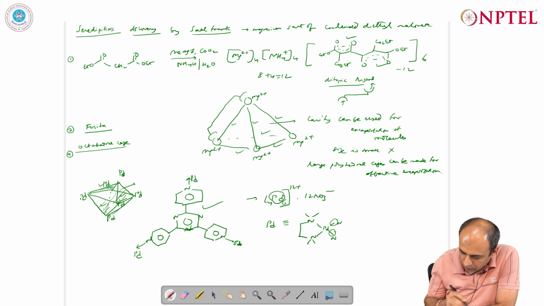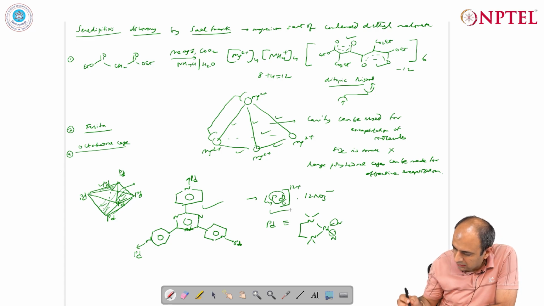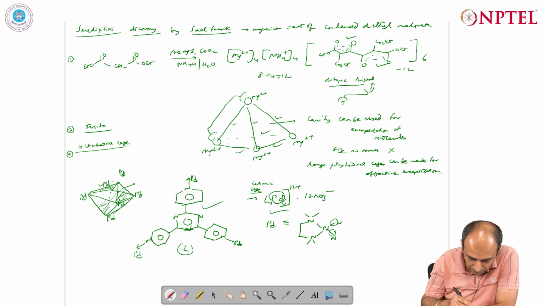Let us once go back. So, this is the Pd6L4 12+, this is a cationic cage where you can see the 4 different ligands. This is the L ligand. So, one on this face, one on this face, one on this and one on this, and 6 palladium centers.